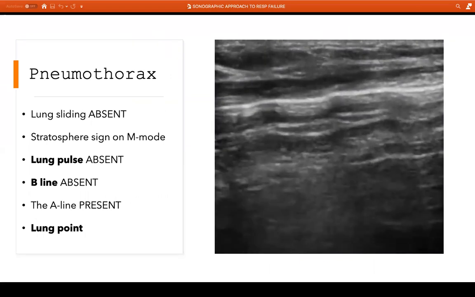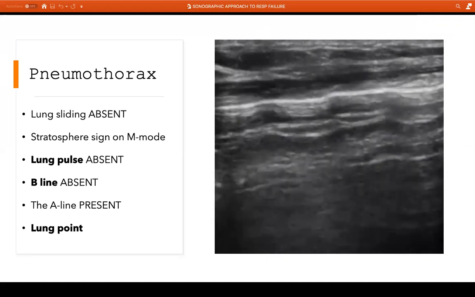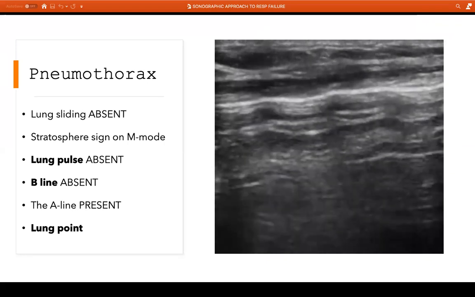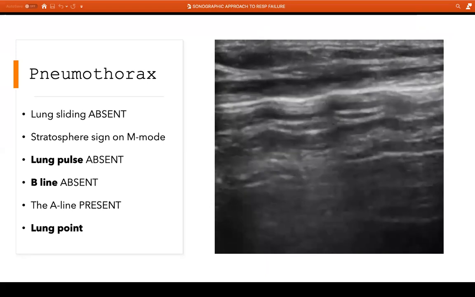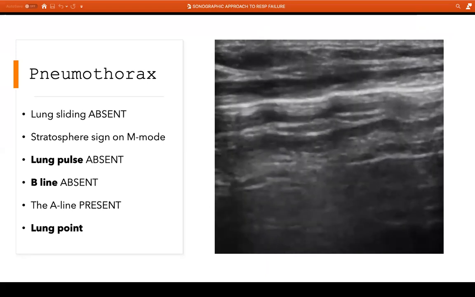With pneumothorax, when it is present in the tissue as subcutaneous emphysema, you know the finding, you will get E lines. What will happen to the lung? Again, we have to approach it from a physiological perspective.